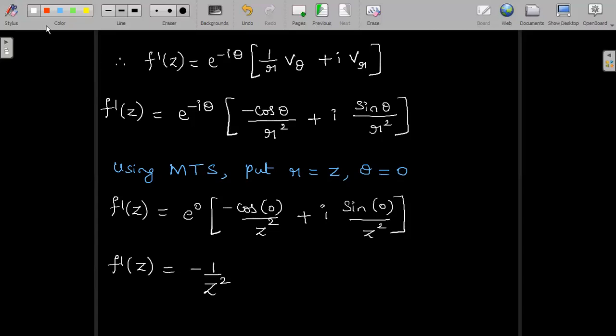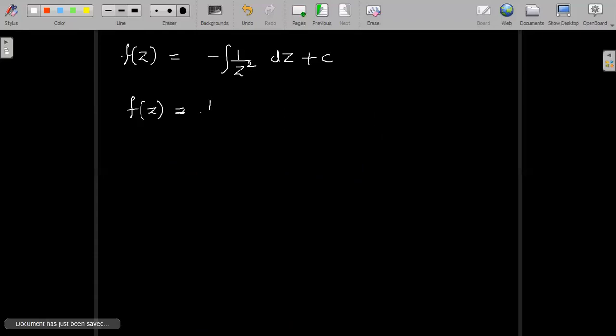Now we need to integrate with respect to z to obtain f of z as a function of z. Integrating with respect to z, we can obtain f of z as a function of z. So this will be f of z is equal to integration of minus 1 by z square dz plus the constant of integration c. So integration of 1 by z square we already saw in the last problem. This is 1 by z plus c.